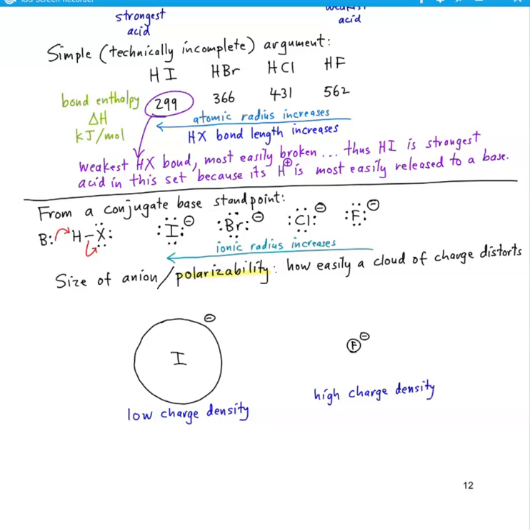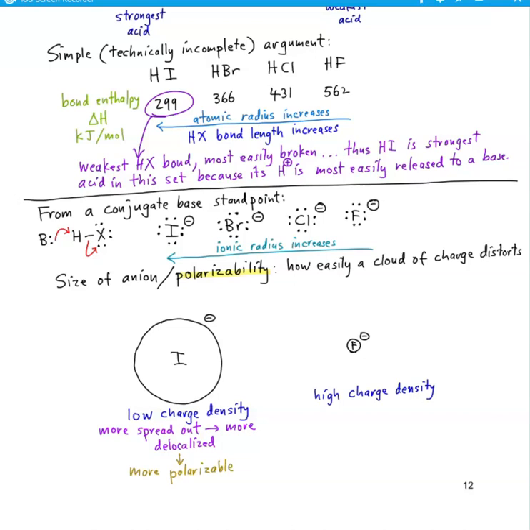So the charge on the iodide ion, to push on this a little bit further, is more spread out. Or, in chemistry terms, it's more delocalized. That means that it is more polarizable. So think of it this way. It's squishy, it's easy to distort.